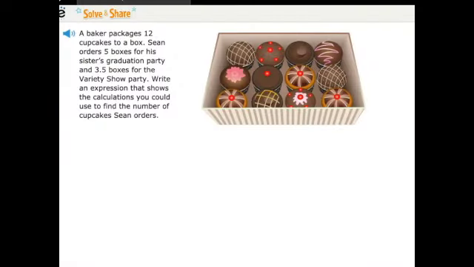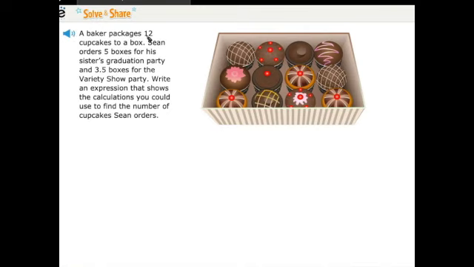So let us start answering the exercises in the textbook. Let's answer textbook page 747. A baker packages 12 cupcakes to a box. Sean orders 5 boxes for his sister's graduation party and 3 5/10 boxes for the variety show party. Write an expression that shows the calculations you could use to find the number of cupcakes Sean orders.